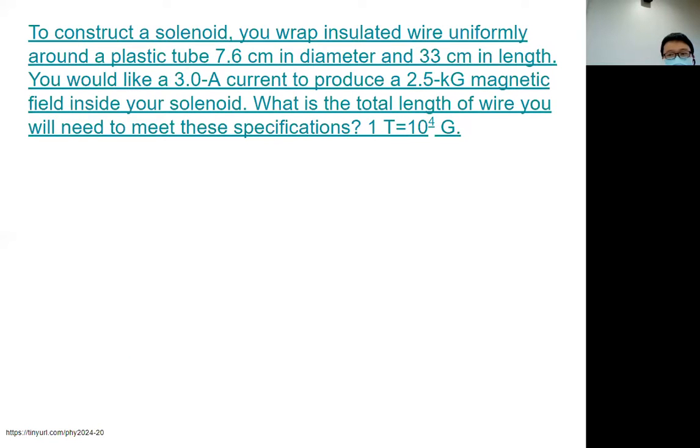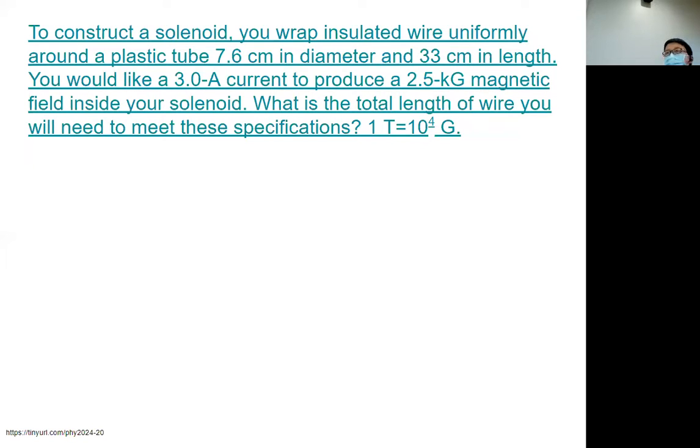All right, so we'll take a look at this example here. It says to construct a solenoid, you wrap insulated wires uniformly around a plastic tube, 7.6 centimeters in diameter and 33 centimeters in length. You would like a 3.0 amp current to produce a 2.5 kG magnetic field inside your solenoid. What's the total length of the wire you will need to meet these specifications?